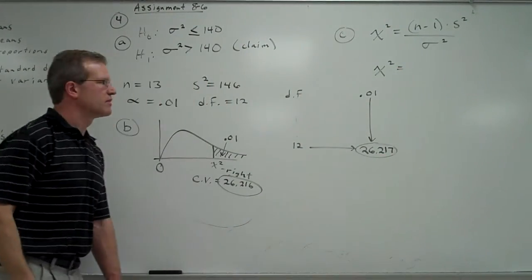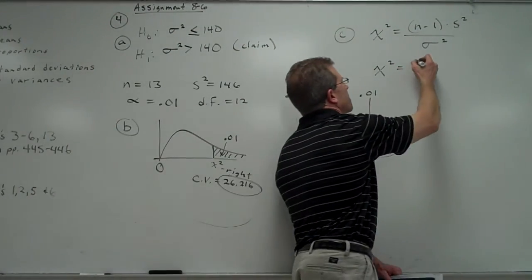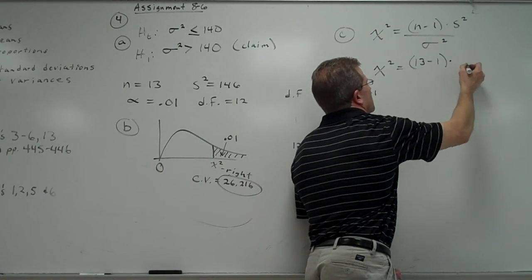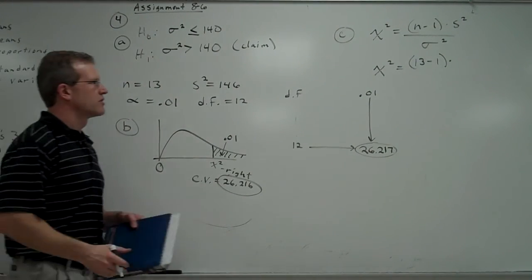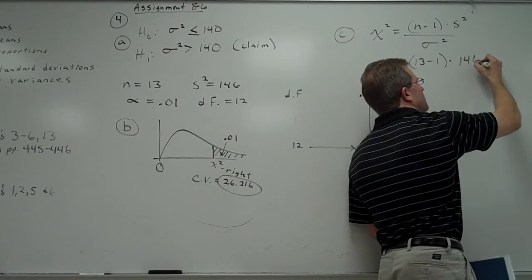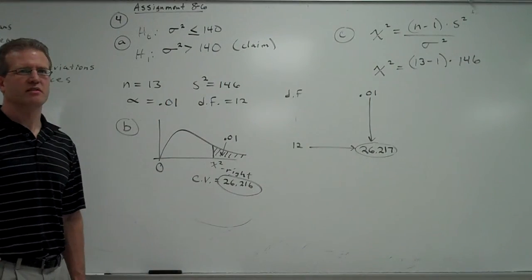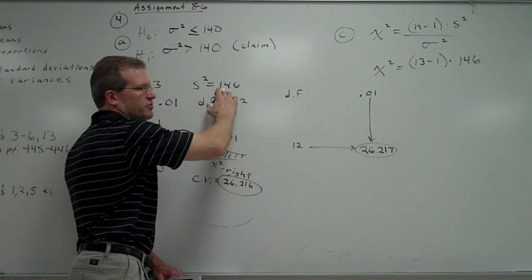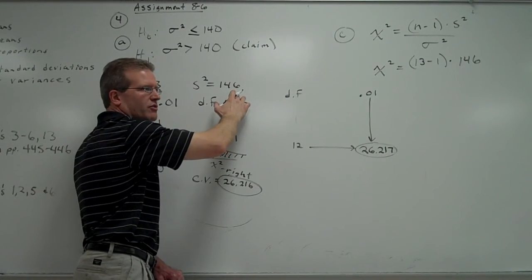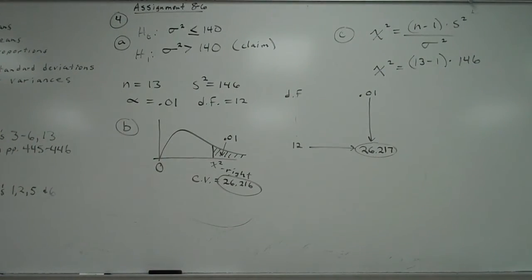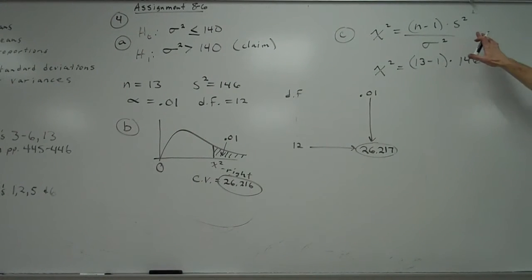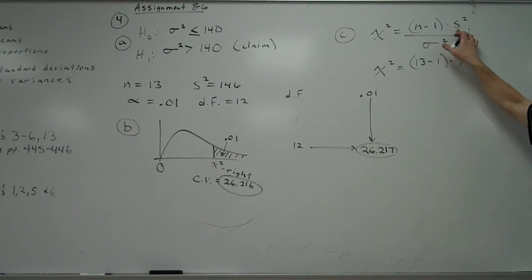So n minus 1 would be 13 minus 1. Now, s squared, what should you put in for s squared? 146. I'm not going to square it. I'm just going to put 146. Why aren't I squaring that? It's already been squared. The variance was given. If they give you the variance, that means they've already squared it for you. In the other example, they didn't give us the variance. We got the standard deviation off the calculator, so we had to square it. If the standard deviation is given, you're going to have to square it. But if the variance is given, then you don't need to square it. It's already been squared.